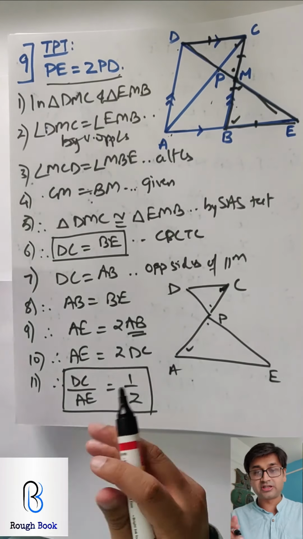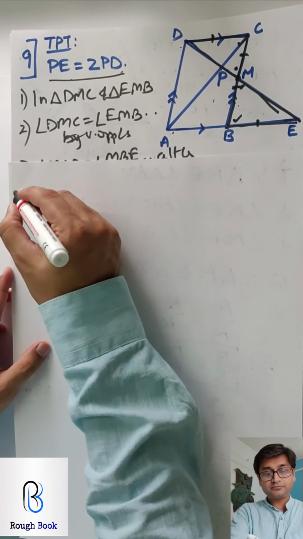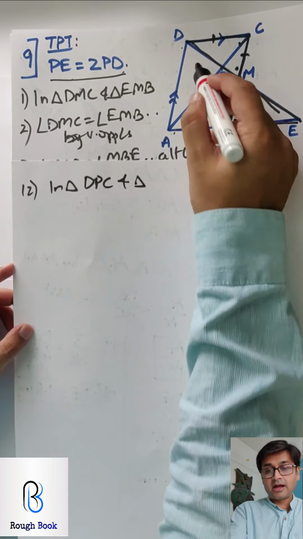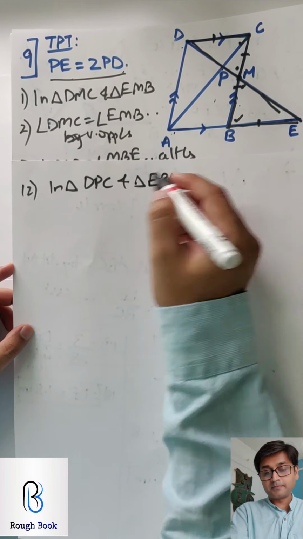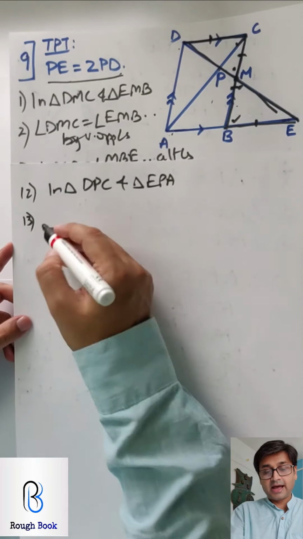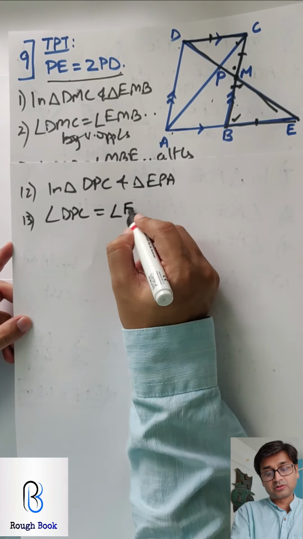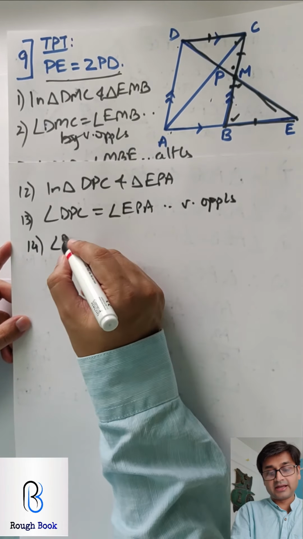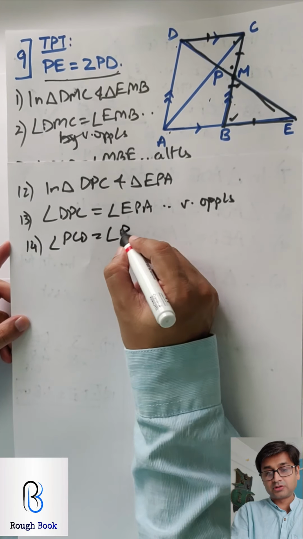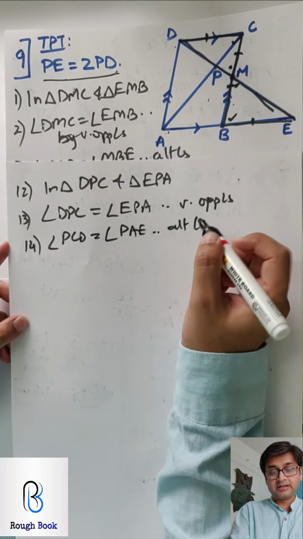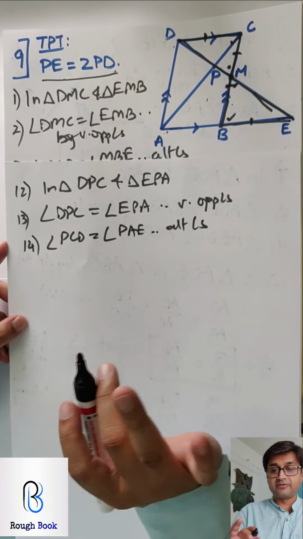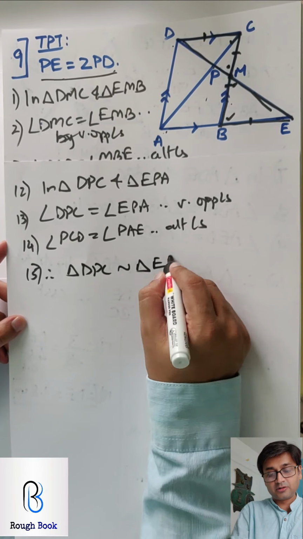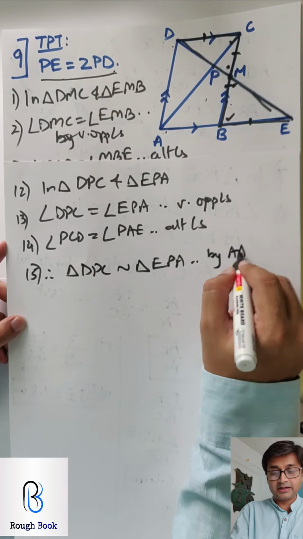So take these two triangles, 4 steps, prove them similar. So step 1, in triangle DPC and triangle EPA, you will say angle DPC equals angle EPA, vertically opposite angles, and then you will say angle PCD equals angle PAE, alternate angles. DPC, EPA. Perfect. We are giving correct one-to-one correspondence, and therefore triangle DPC is similar to EPA by AA test.